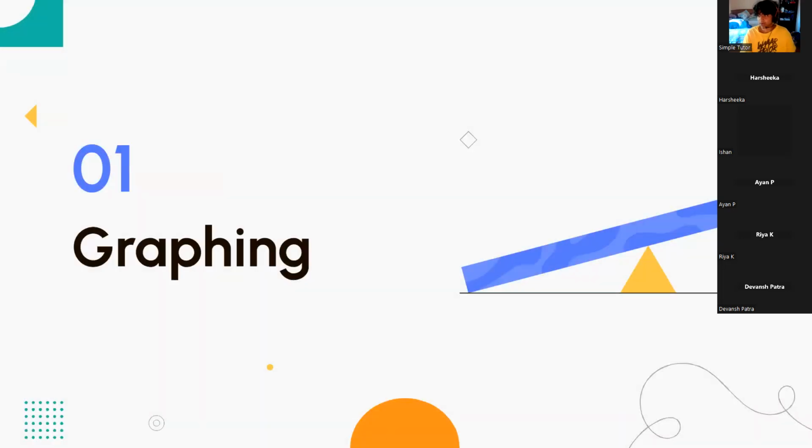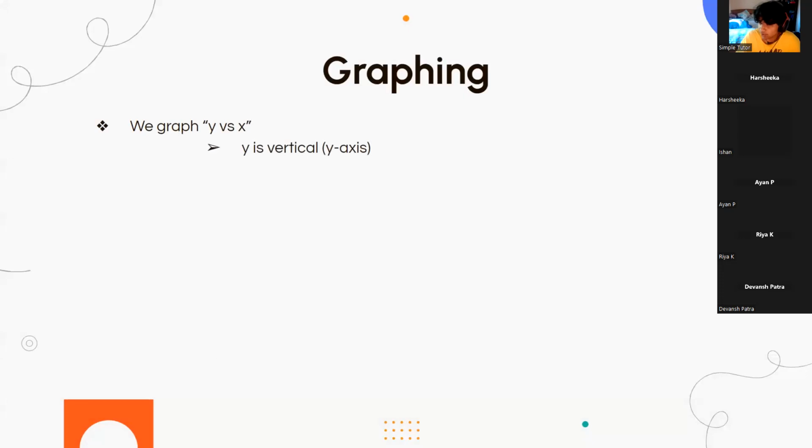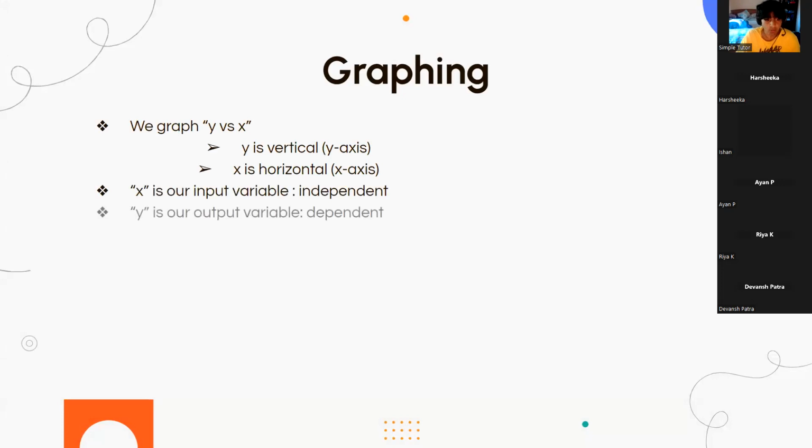So let's just start off with some graphing. Many of you guys probably know this, but we graph y versus x. That means y is vertical and x is our horizontal. Another way to word this is that x is our input variable, which is our independent variable, and y is our output variable, which is our dependent variable.